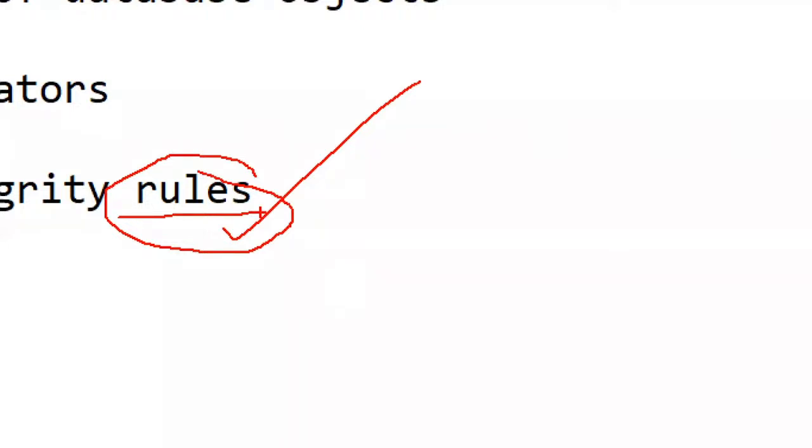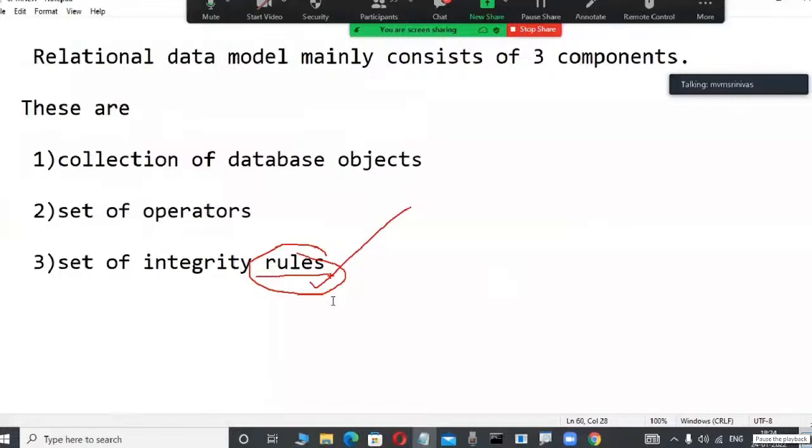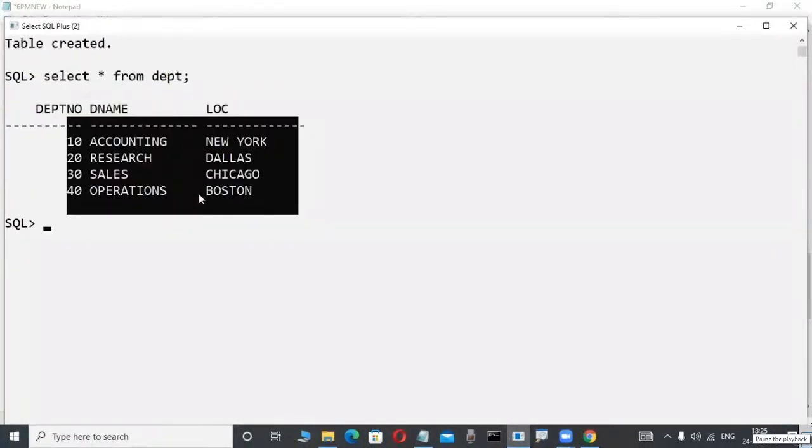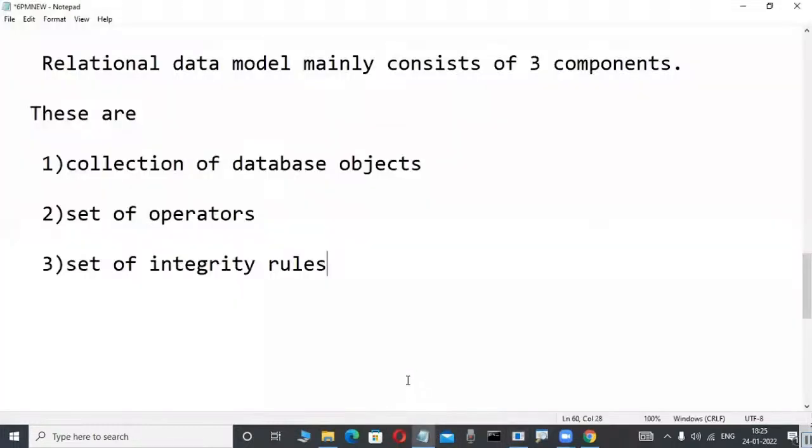Experience is required. So many things are there. Relational data model products always work based on a set of rules. Really, it is only based on that set of rules that they work. Yes. Now check it out.